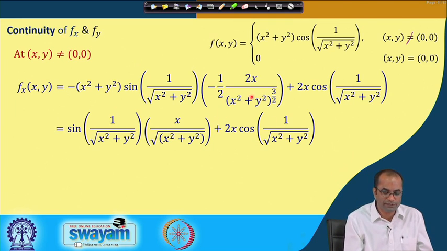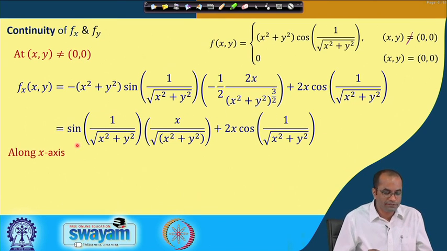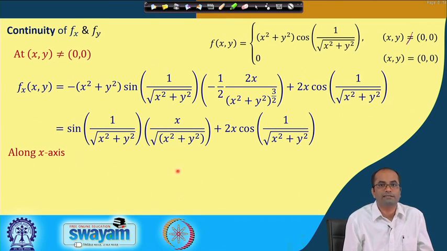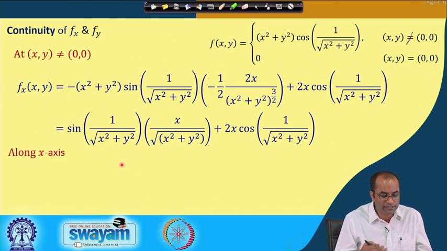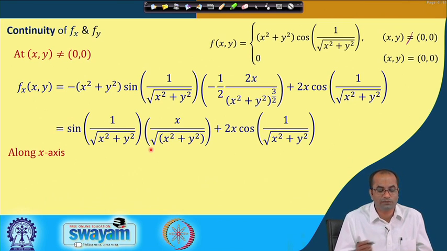We can simplify this term a little bit. We will get sine of 1 over the square root of x square plus y square, and this term will become x over the square root of x square plus y square, plus 2x cos of 1 over the square root of x square plus y square. Now, if we take a path along the x axis, that means y will be set to 0. As we approach (0,0), we want to see whether f_x as (x,y) goes to 0 is equal to the partial derivative of f at the point (0,0), which was 0.